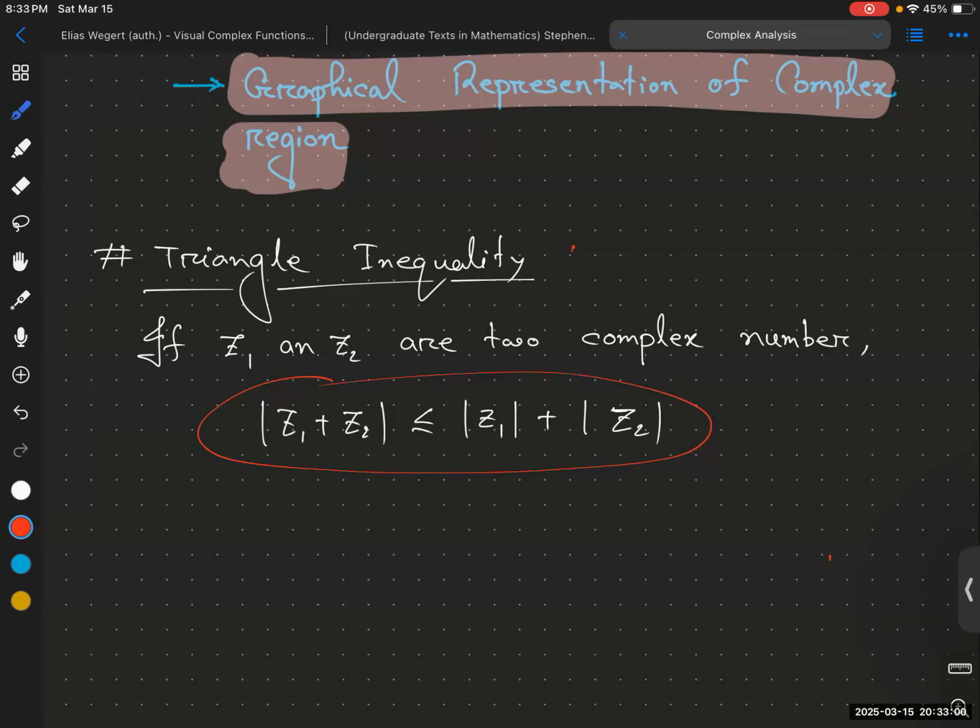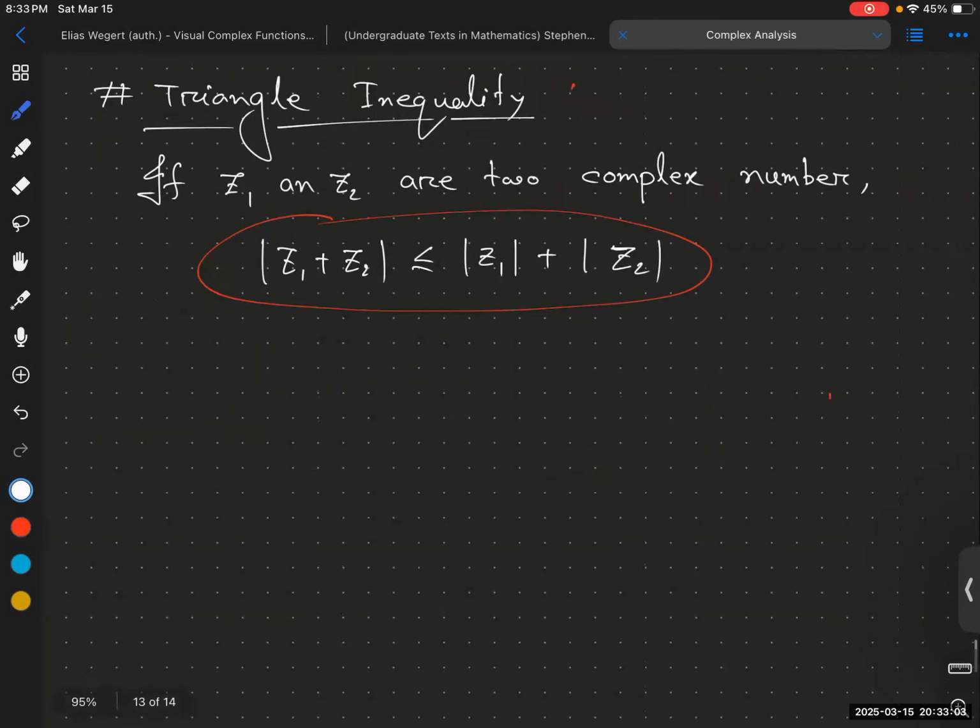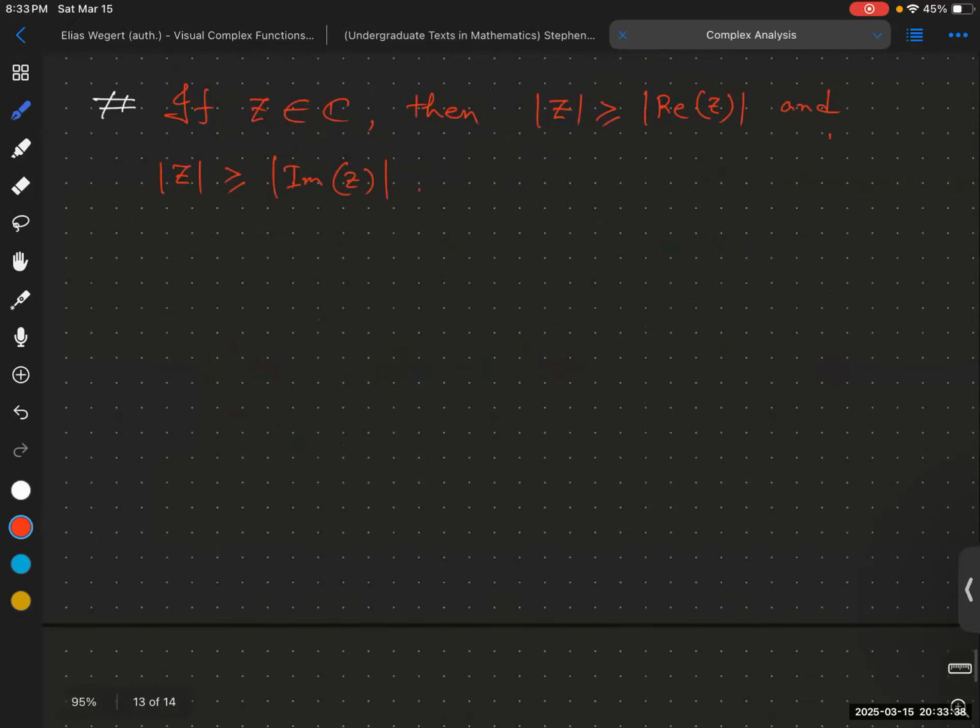But before going to the proof of the triangle inequality, we need some other proofs as well. The first one is: if Z is any complex number from the complex number set C, then the modulus of Z is greater than or equal to the modulus of the real part of Z, and the modulus of Z is greater than or equal to the modulus of the imaginary part of Z. So at first we will prove this inequality.